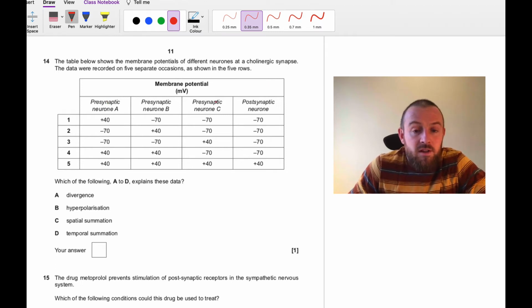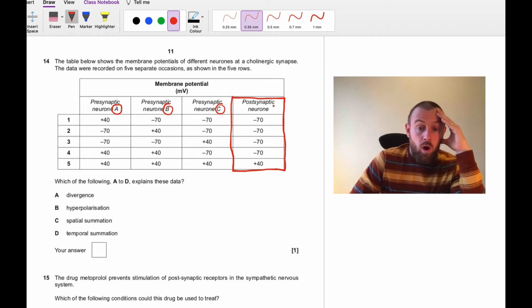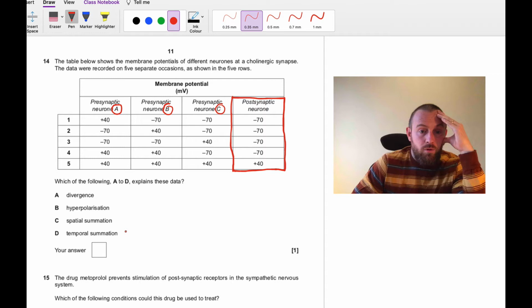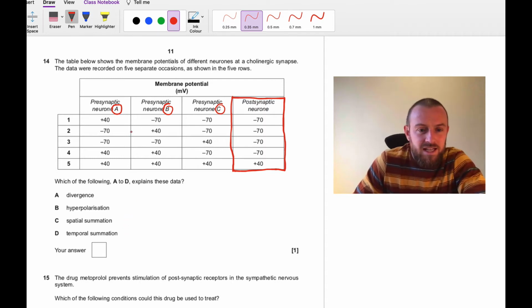Presynaptic neuron. This is the postsynaptic neuron. Okay, I got you. So there's 3 different neurons, A, B, and C, all converging on one postsynaptic neuron. So this is really about summation. But what type of summation? Is it spatial or is it temporal? I think it's going to be spatial, but I'm just going to have a look at the data here.